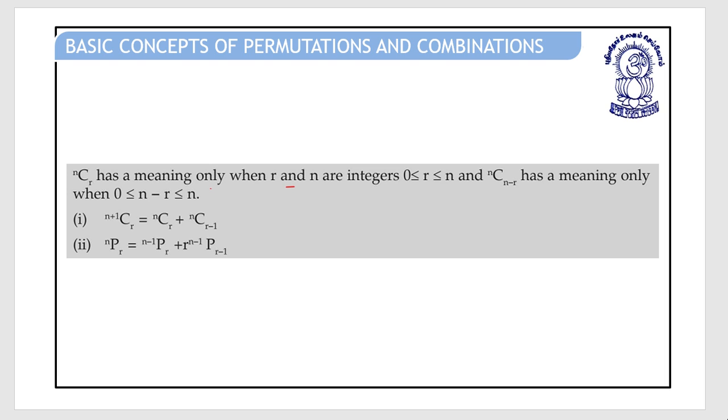nCr has a meaning only when r and n are integers, 0 less than or equal to r less than or equal to n. And nC(n minus r) has a meaning only when 0 less than or equal to n minus r less than or equal to n. Remember this formula: (n plus 1)Cr is equal to nCr plus nC(r minus 1). And the second one is nPr is equal to (n minus 1)Pr plus r times (n minus 1)P(r minus 1).